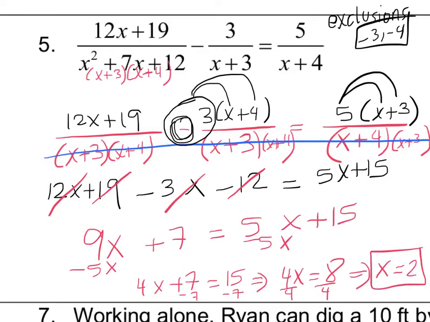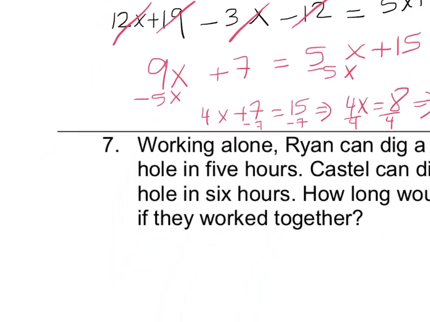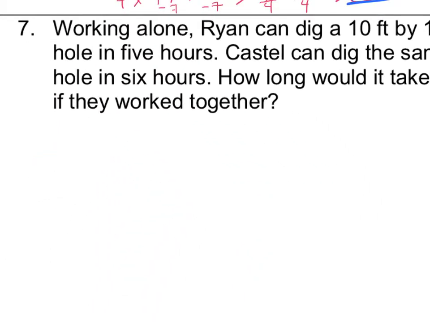Compare it to the exclusions. It's not one of the exclusions, so that would be my solution, acceptable. Now, let's move on. We did 6 in the first video, so I'm going to move on to number 7.